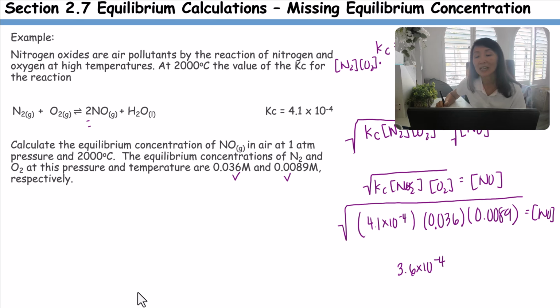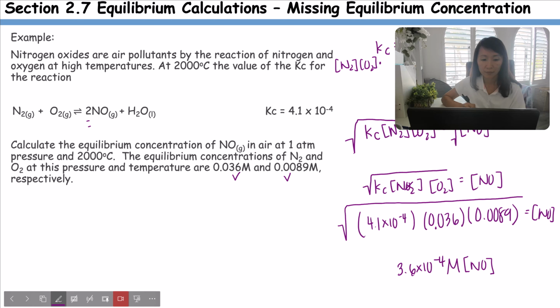And this is a concentration, so this would be in molarity. And that's the molarity of nitric oxide at equilibrium.